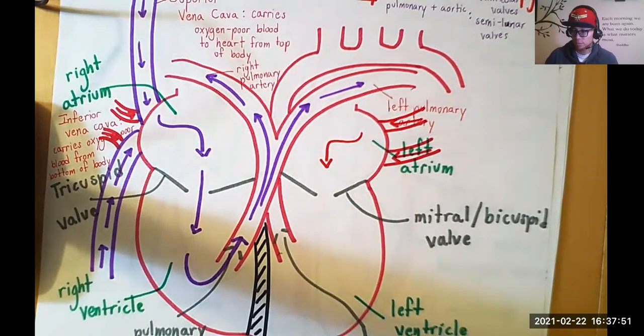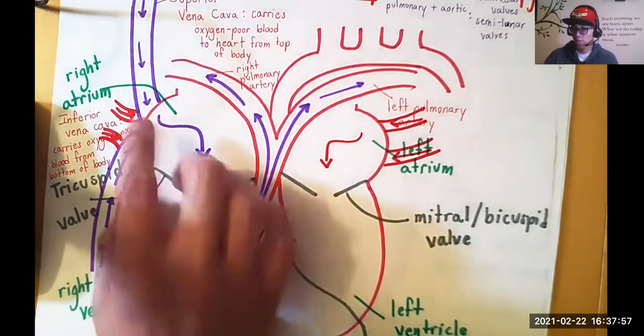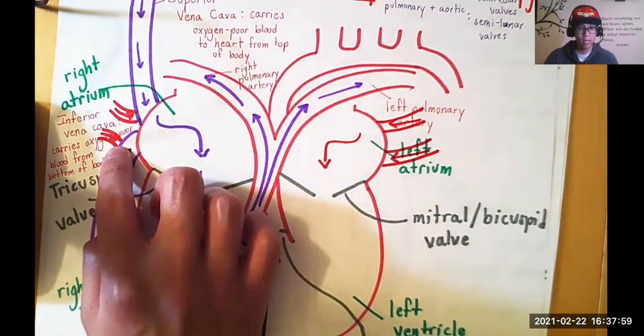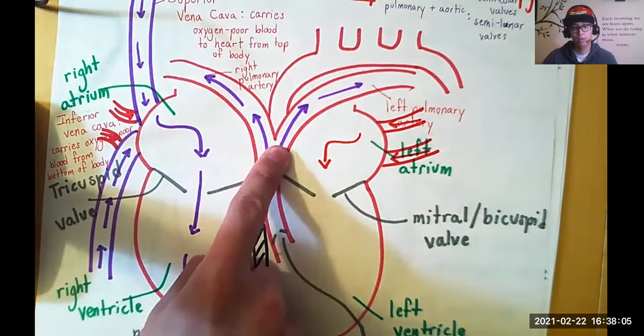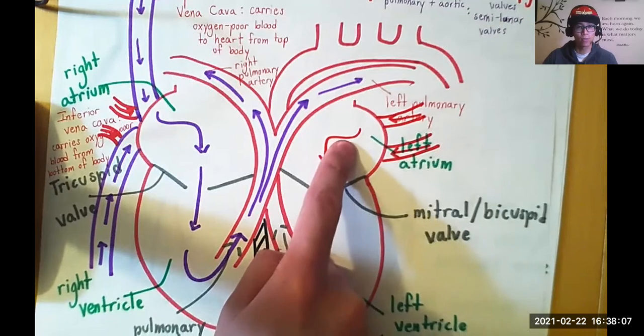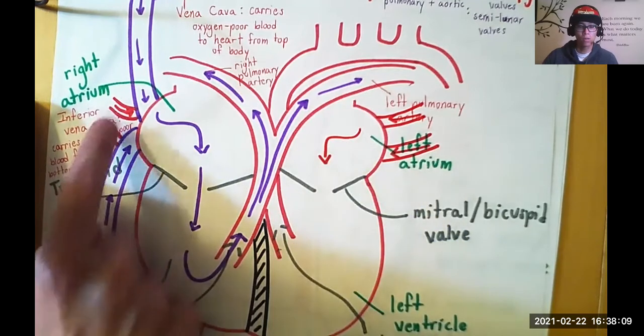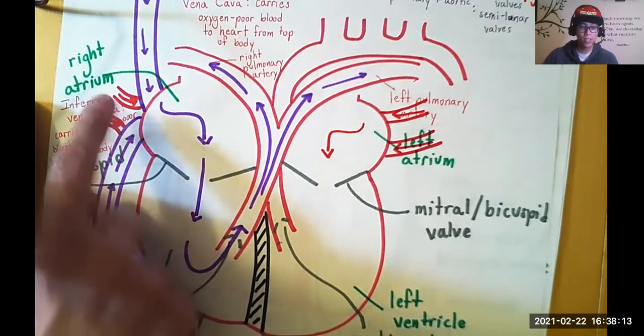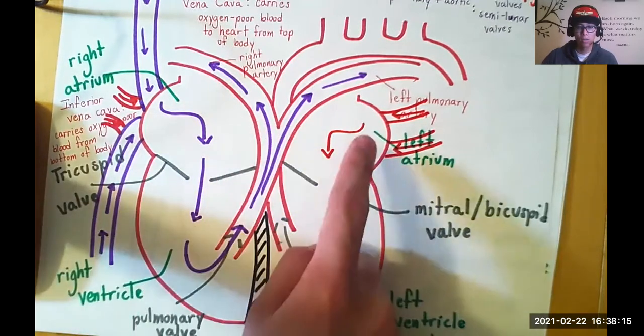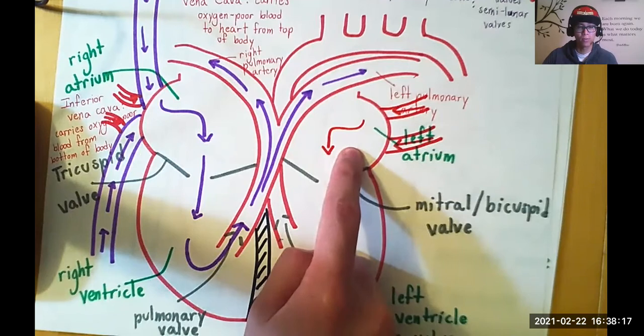All right. We left off with a little bit of a twist here. The twist is that the right pulmonary veins will carry oxygen-rich blood behind the heart into left atrium. So the blood here does not mix with the oxygen poor blood. It has to go behind the heart into left atrium.